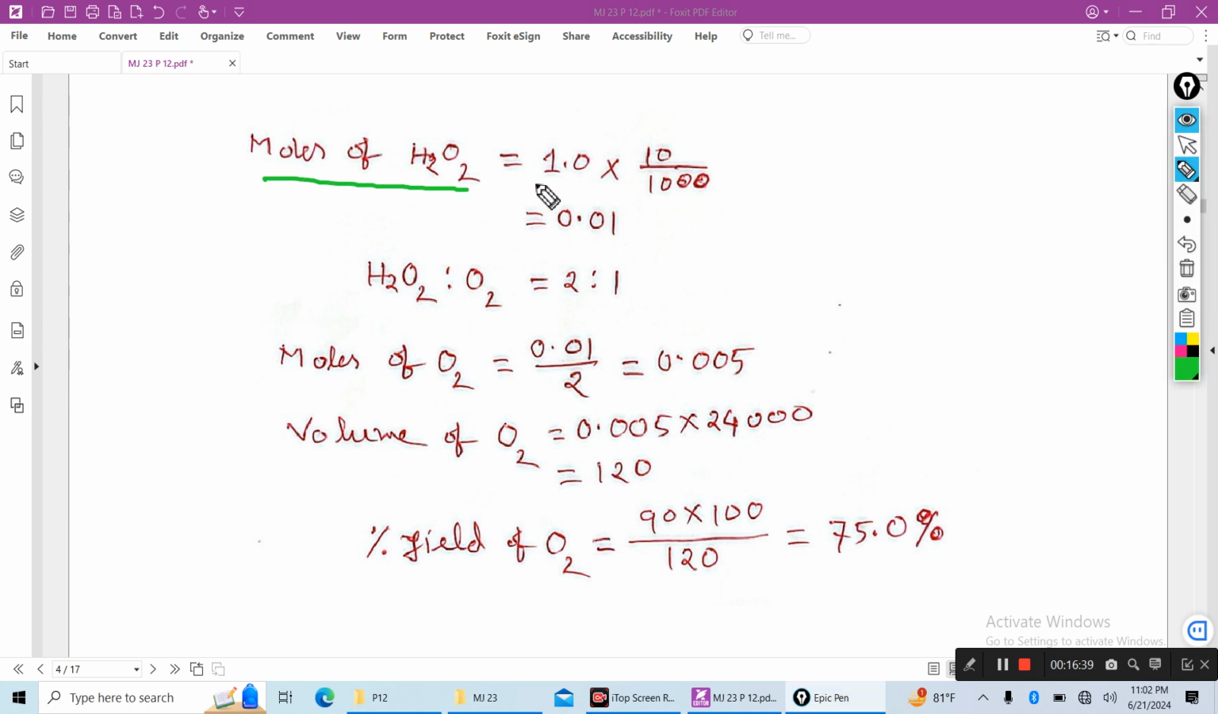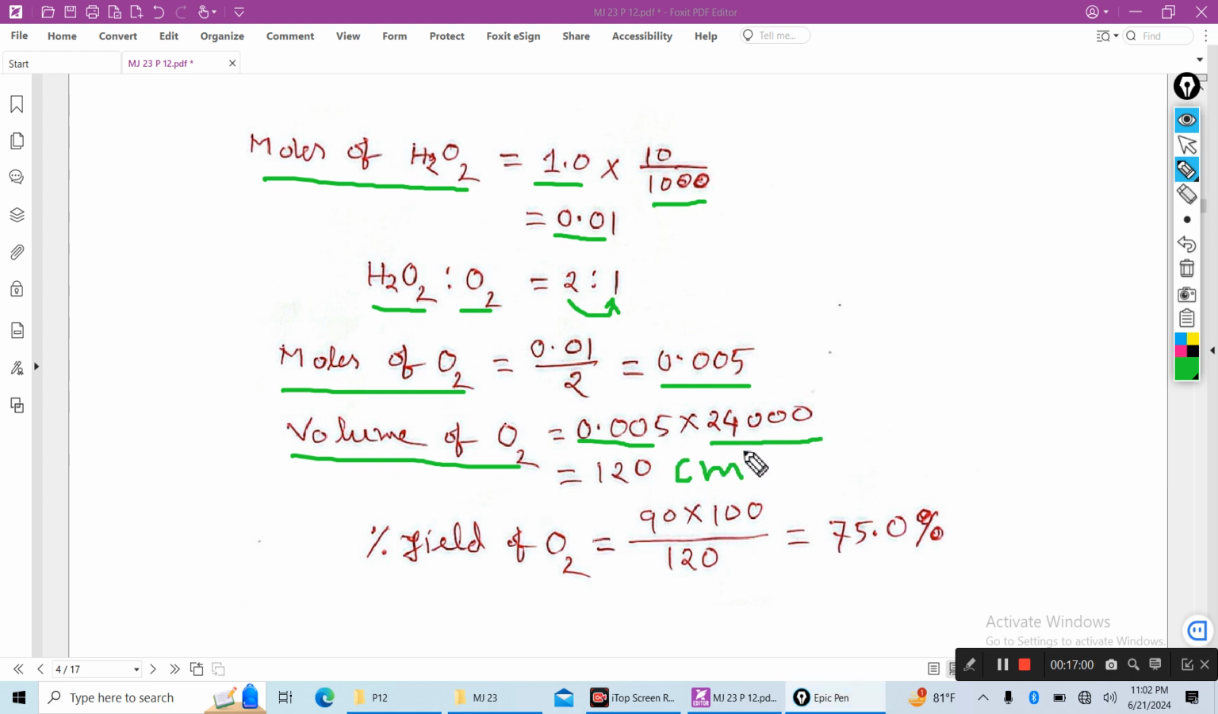Moles of hydrogen peroxide, concentration times volume. The mole ratio of hydrogen peroxide to oxygen is 2:1, so moles of oxygen, divide by 2. Now the calculated volume of oxygen is number of moles times molar volume, 120 centimeter cube. Percentage yield of oxygen: the actual or experimental volume, 90 centimeter cube, is given. 120 is the calculated volume, times 100, 75%. Next.